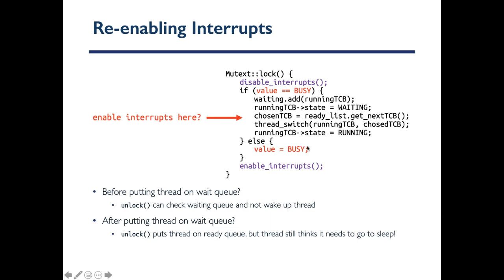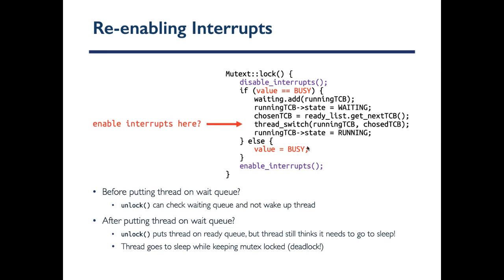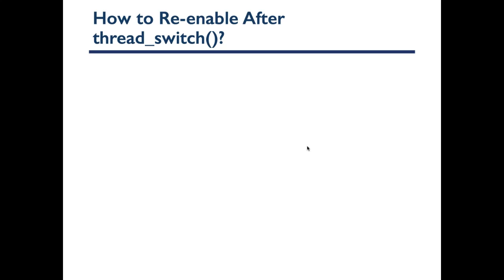Okay, so where should we actually enable the interrupts? After thread switch, we should enable interrupts, or right before? How is it going to work? Well, this is where we are going to have an invariant that we will have to make sure that we stick to throughout our implementation. And that invariant is that it is the responsibility of the next thread to run to re-enable interrupts.